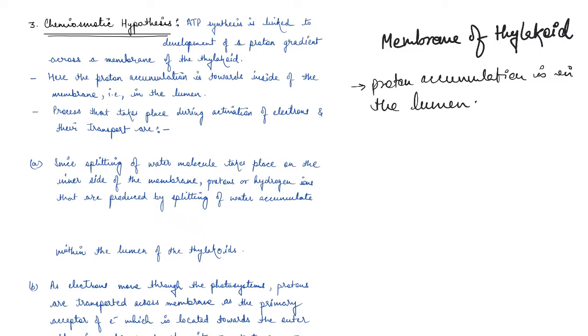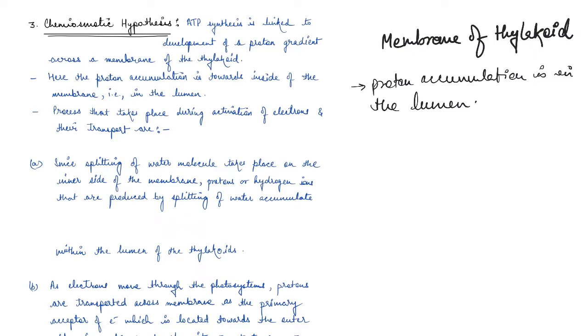right? Now in respiration, the protons accumulate in the intermembrane space of the mitochondria, right? When the electrons move through the electron transport system in respiration, we are going to study that in the next chapter, but what happens is that the protons accumulate in the intermembrane space. Now here the proton gradient is across the membrane and the protons are accumulating inside, in the lumen basically, right?